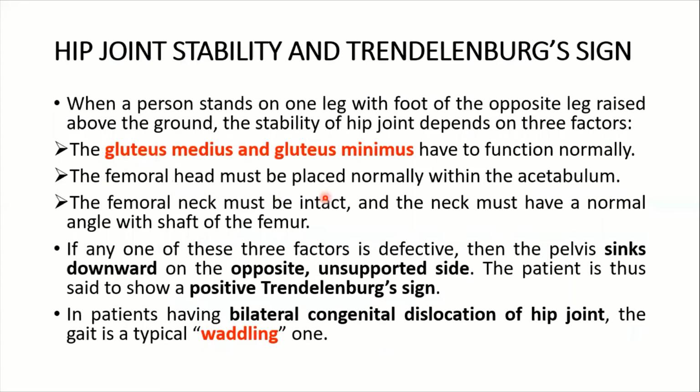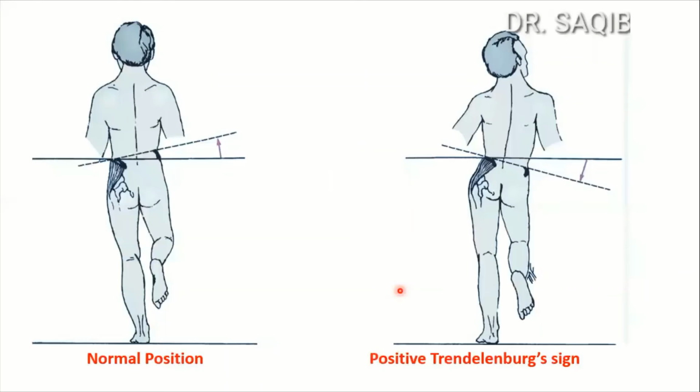The femoral head must be placed normally within the acetabulum, right? And the femoral neck must be intact, and the neck must have a normal angle with the shaft of the femur. If any one of these three factors is defective, then the pelvis sinks downwards on the opposite unsupported side. The patient is thus said to show a positive Trendelenburg sign. Here you could see the Trendelenburg sign positive.